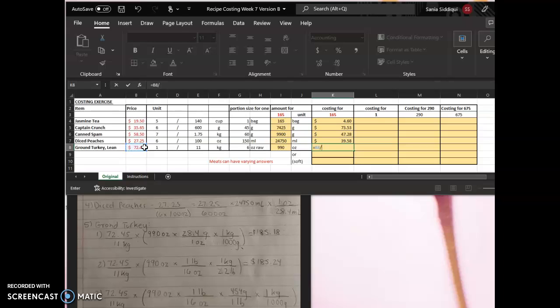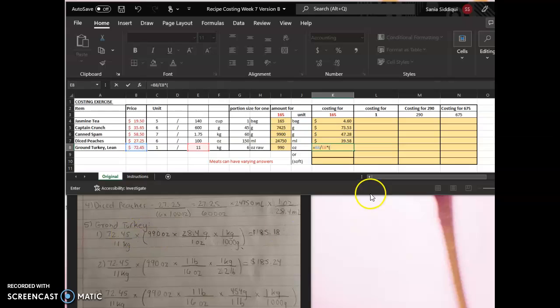Divide that by 11, and then we're going to multiply it by, now here's where the conversion comes in. We have ounces here, we have kg here, and we're trying to amount in ounces. So to do this, we take our 990 and multiply it by 28.4. That will convert into grams, and then from grams we divide by 1,000 to convert it into kg.